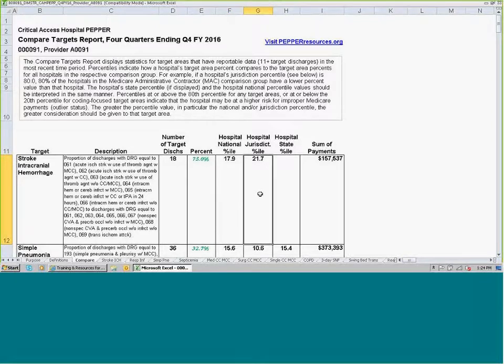When we're compared to all the hospitals in the jurisdiction, 21.7% of them have a lower target area percent than our hospital does. And you can see here the state percentile is empty. This will occur when there are not enough hospitals in the state to calculate percentiles. If there are fewer than 11 hospitals in the state that have sufficient data for the target area, then the percentiles will not be calculated and you will see a blank cell such as this. And then we can see that this hospital received $157,537 in Medicare reimbursement for these 18 discharges.